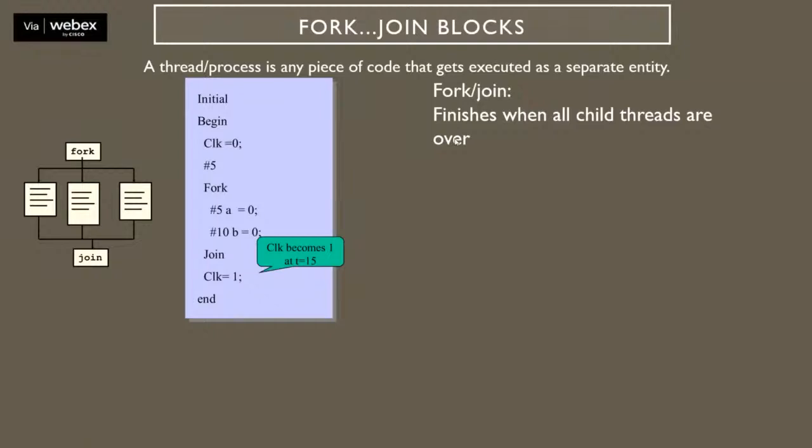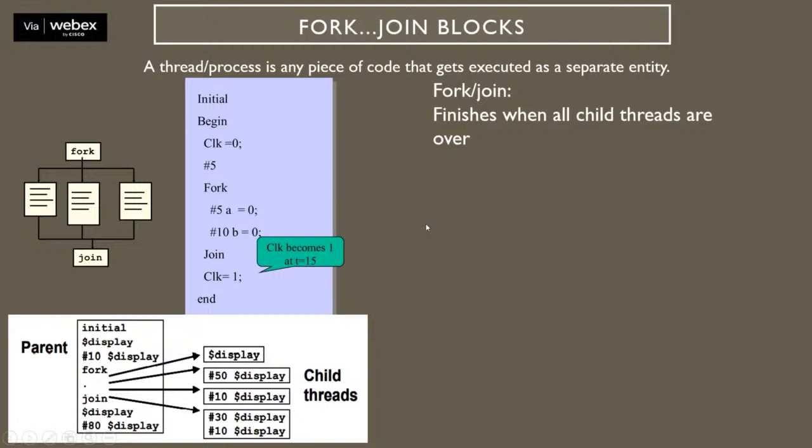Here we can see in this example what fork and join will do. There is a small change over here: it should not have been 15, it should have been 20. So how does it take? The clock is 0, and after a time unit of 5, you are going to fork it such that A will take the value of 5 after 5 units, B will take the value of 0 after 10 units, and then you are going to join it and make the value of clock as 1.